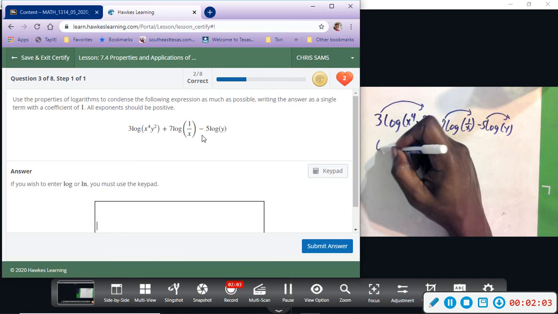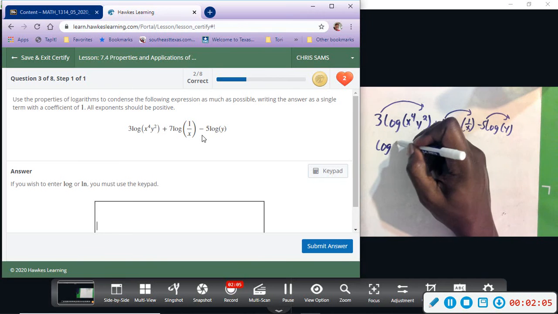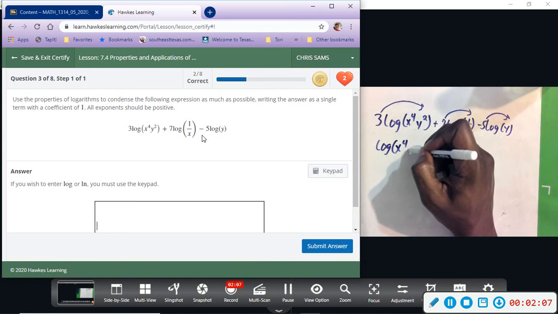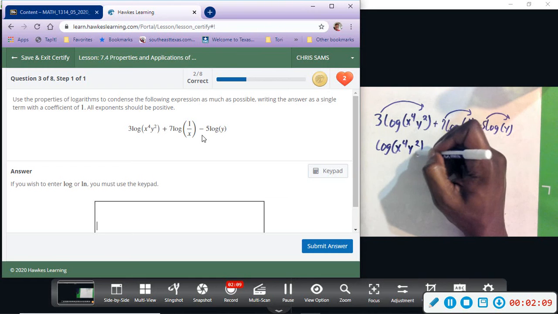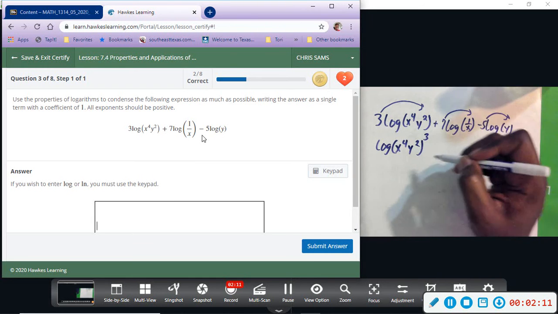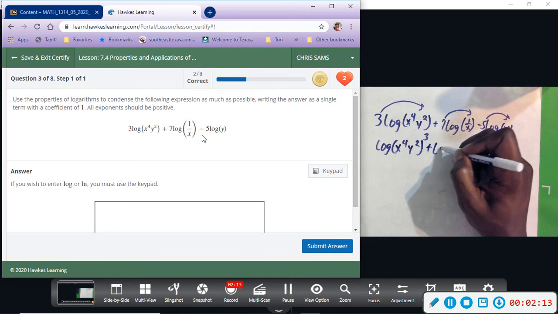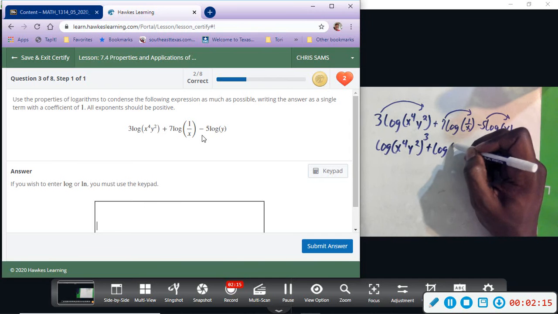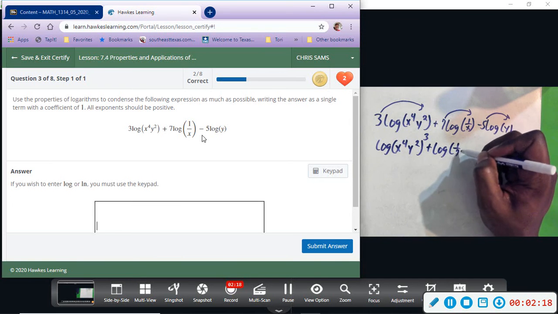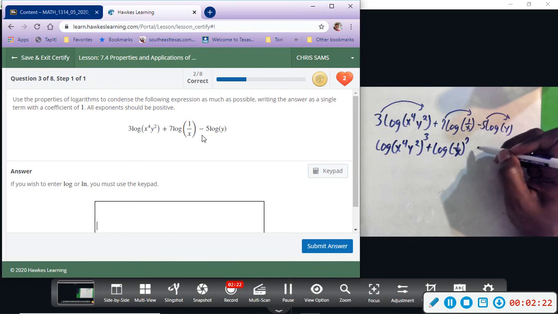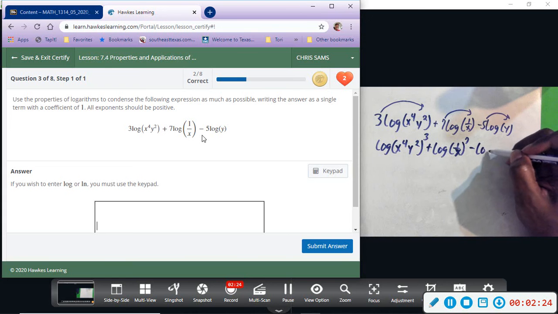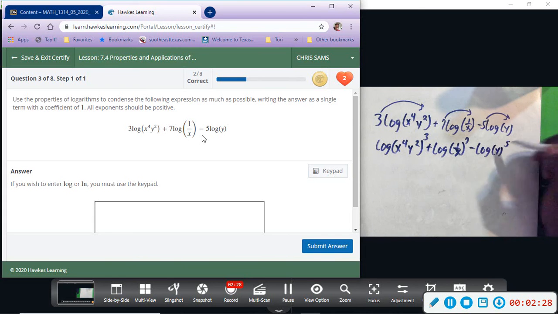We have log x to the 4th y squared to the 3rd, plus log 1 over, sorry, 1 over x to the 7th, and then minus log of y to the 5th.